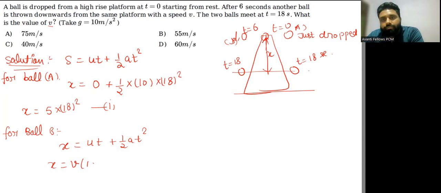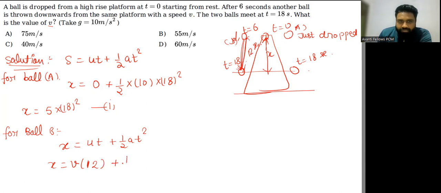Because this ball is thrown after 6 seconds and they are meeting at the 18th second, the time taken by this ball to reach the same level is 12 seconds, 18 minus 6. So this you have to focus on. The time you have to take here is 12 seconds, plus 1 by 2 times acceleration, which is 10, and 12 square. Now put the value of x.